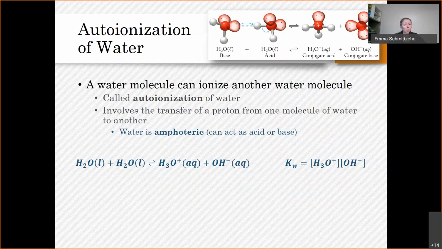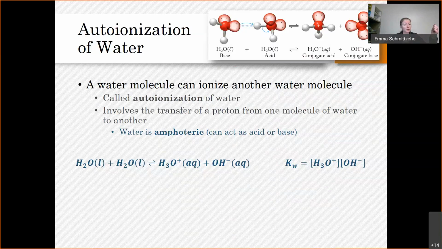And so it can do both, and it doesn't actually have to be in solution with some acid or base to do that. Now if water is in solution with an acid, it's going to naturally pick up the H plus from the acid, so it's acting as a base in that case. If it's in solution with a base, it's going to give up a proton, acting as an acid, to react with that base. But if water is just by itself, it will interact with itself. So it will go through a process called autoionization.